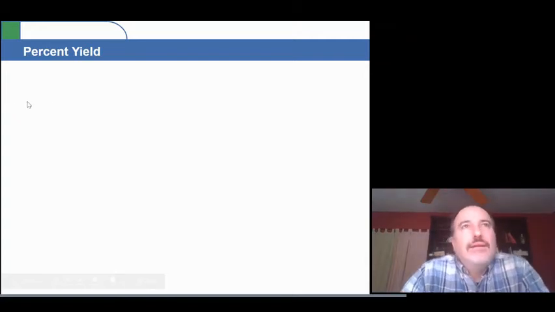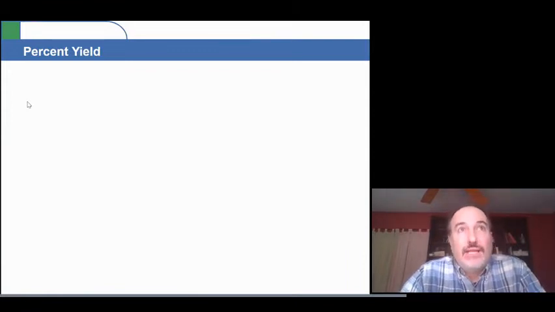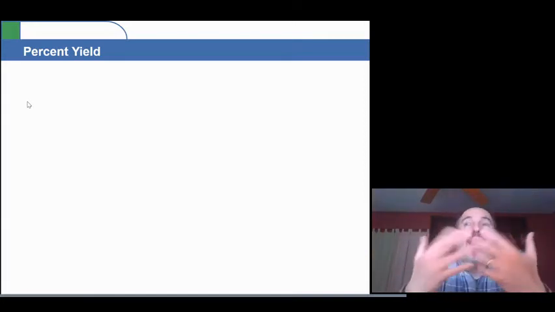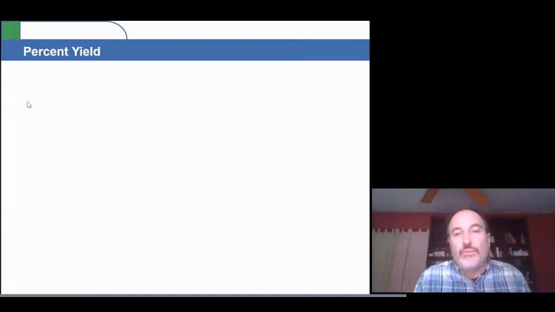Hey, y'all. Today I want to talk to you guys about one last thing in stoichiometry, and that is the concept of percent yield. When we last talked, we were talking about limiting reactants, and we talked a little bit about how in the real world things are not quite as neat and orderly as in these stoichiometry problems.